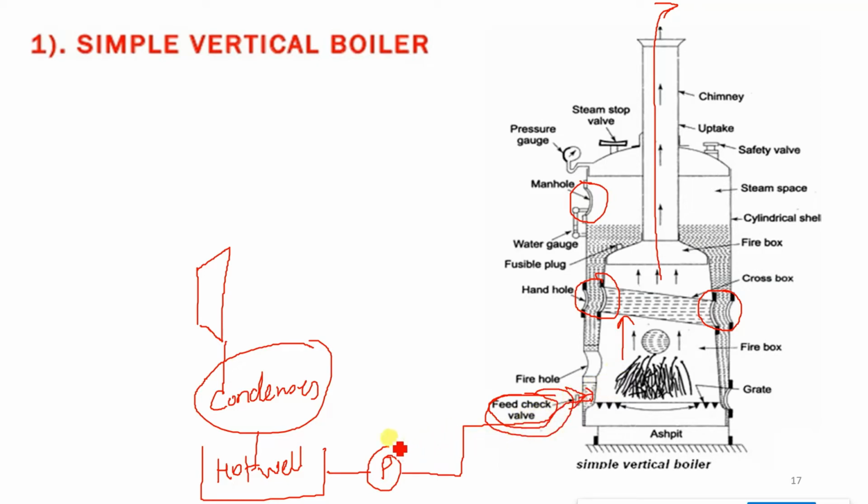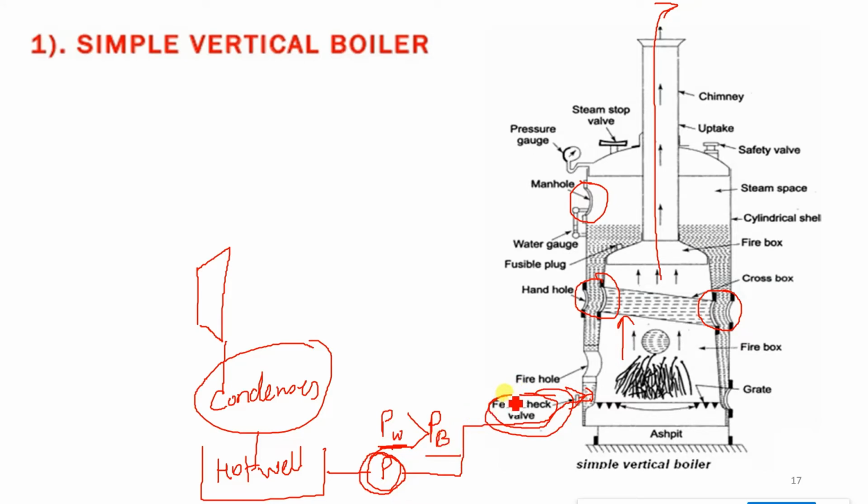Now the pump increases the pressure of water above the boiler pressure. If the water pressure is less than the boiler pressure, then water cannot enter the boiler. To allow water to enter the boiler, we need greater water pressure, therefore a pump is required. The pump pressurizes the water above the boiler pressure.